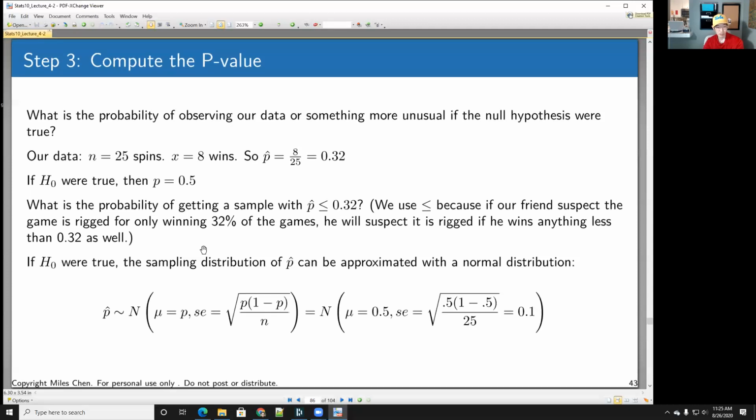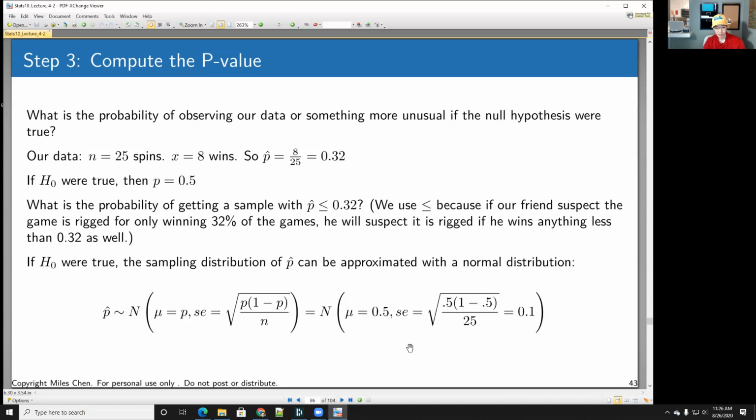So what we're going to do to answer this is use the central limit theorem and the sampling distribution of p-hat. If the game is fair, we would expect to get a p-hat of around 50%. So we set our mean to be 50%, and our standard deviation is the square root of 0.5 times 1 minus 0.5 divided by 25. We calculate that out, and our standard error comes out to be 0.1, okay?